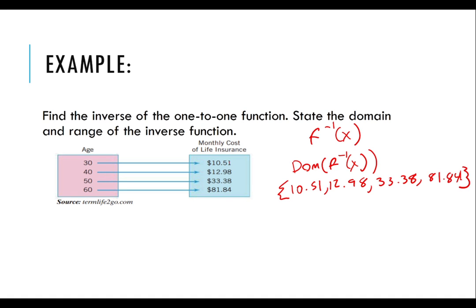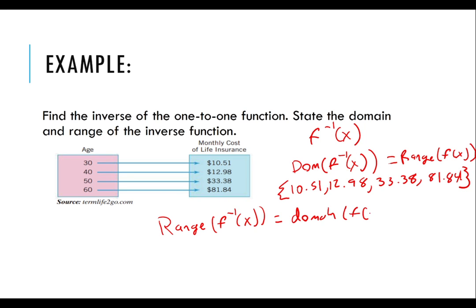But notice that's because that was the range of the original function. Then, if you want to find the range of f inverse, the range of f inverse is, of course, the domain of f of x. And so that's just going to be the set of the inputs of the original function, which is 30, 40, 50, and 60.